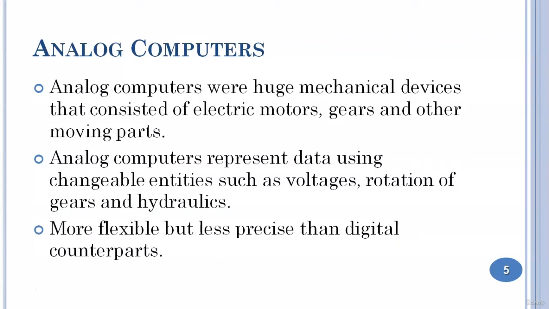Now let's see what are analog computers in detail. Analog computers were huge mechanical devices that consisted of electric motors, gears, and other moving parts. Analog computers represent data using changeable aspects of some physical phenomenon such as voltages, rotation of gears, and hydraulics. Analog computers use a range of values to represent data, and that's why they are more flexible than digital computers, but they are generally less precise than digital counterparts.